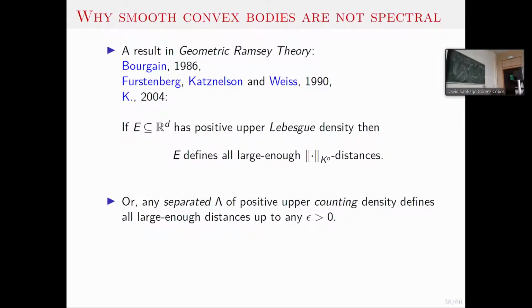So if you start with a large set of points of positive density, then you cannot, of course, hope that this set will implement all distances. After all, the distances implemented by this are a countable set. You cannot implement everything. But you can hope that you will get epsilon close to any distance you want. And that actually happens.